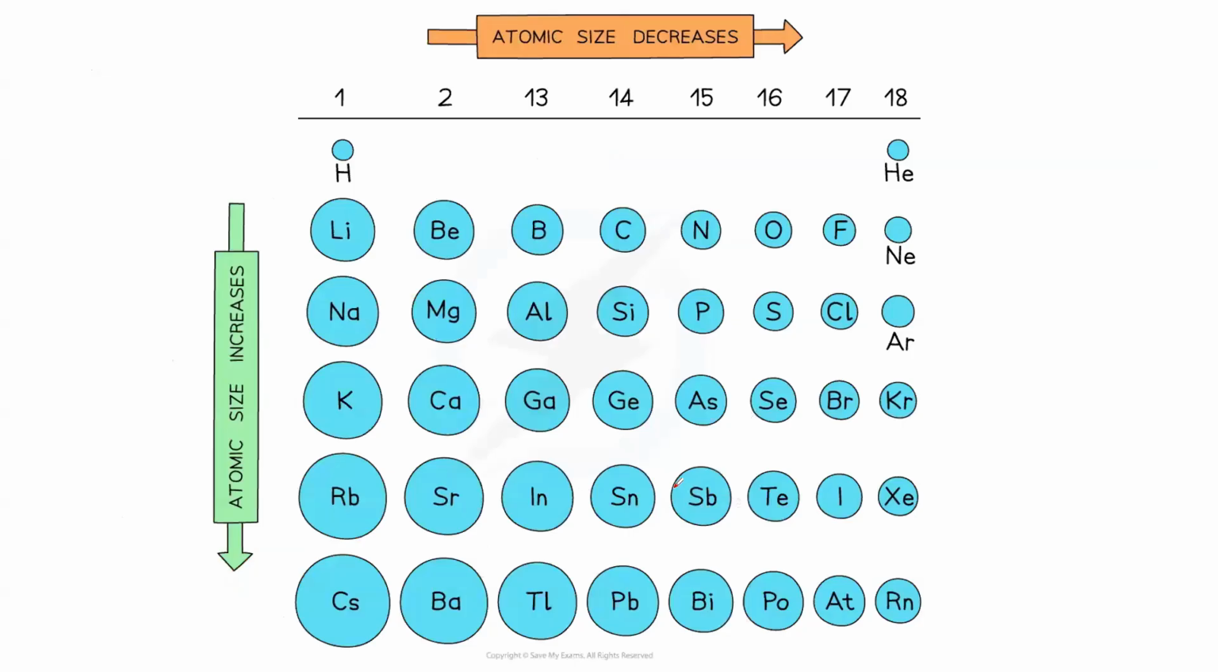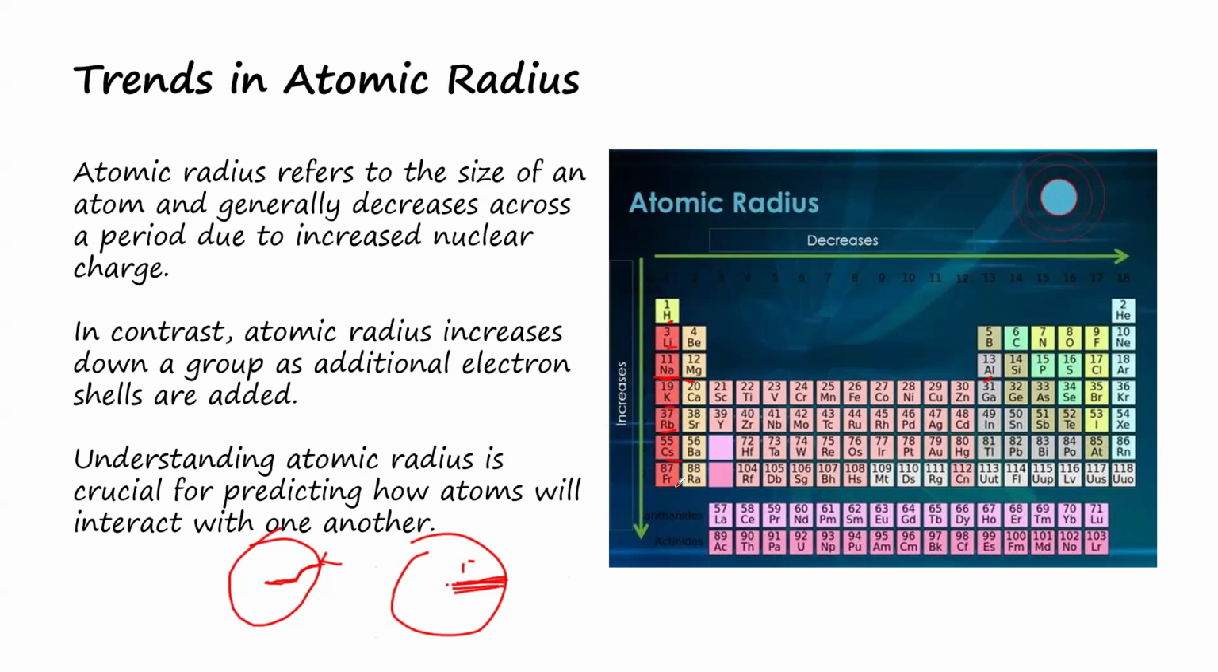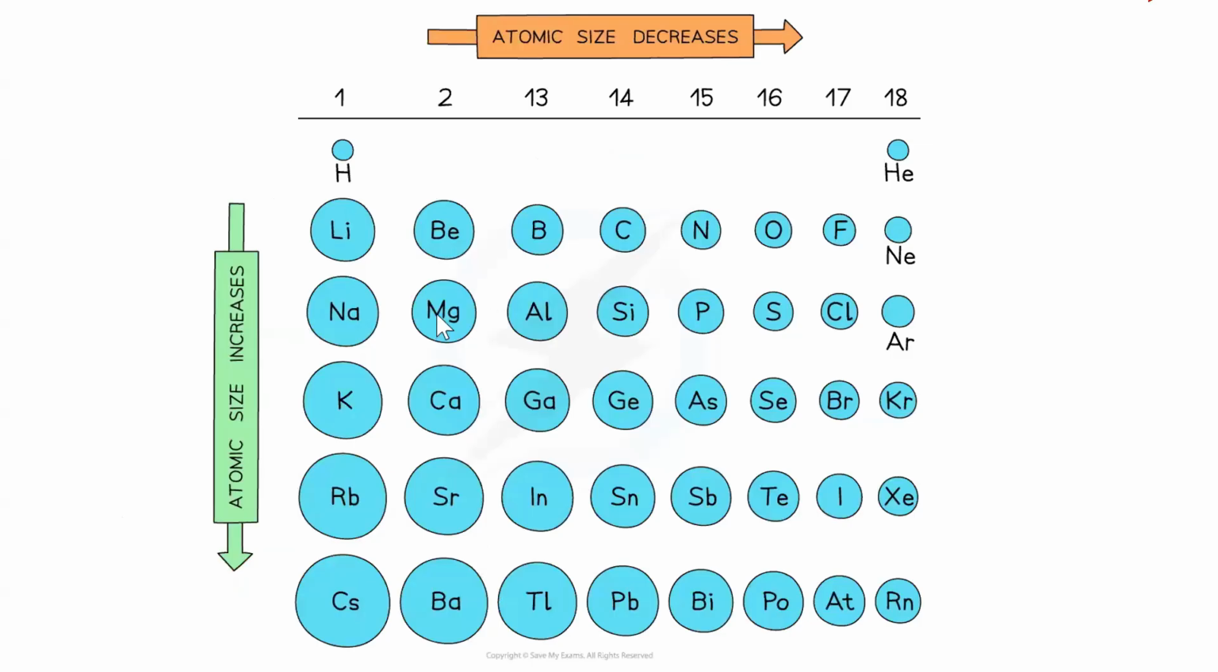Understanding atomic radius is crucial for predicting how atoms will interact with one another. Now, let's look at the typical properties of this atomic radius. Lithium has a smaller atomic size because it has two shells. Sodium is much bigger than lithium because it has three shells. Potassium is much bigger than sodium, and rubidium is bigger still. So as you go down the group, because the number of shells is increasing, the size is also increasing. Therefore, atomic size increases down the group.